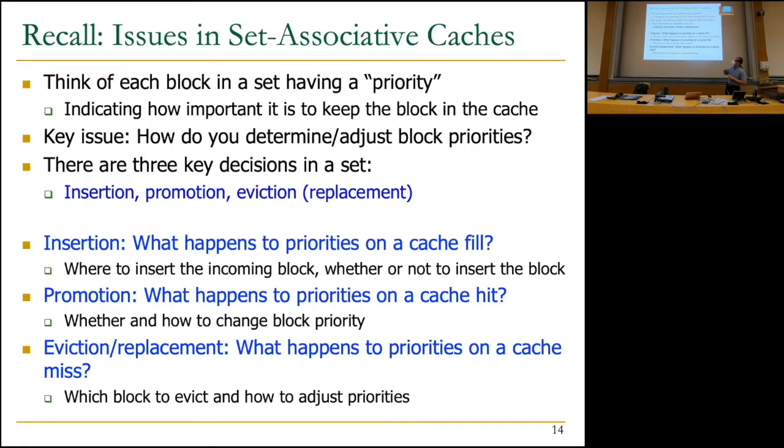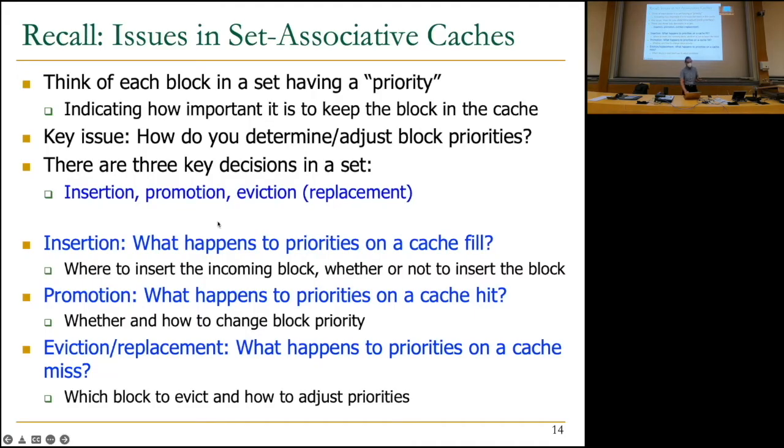Basically, there are many issues in set associative cache, and we built a framework on how to think about what to do with the blocks in a set associative cache. Each block can be considered to have a priority, and the key issue is how you determine and adjust the block priorities to decide which block to insert into the cache or replace from the cache. And there are three decisions: insertion, promotion, and eviction.